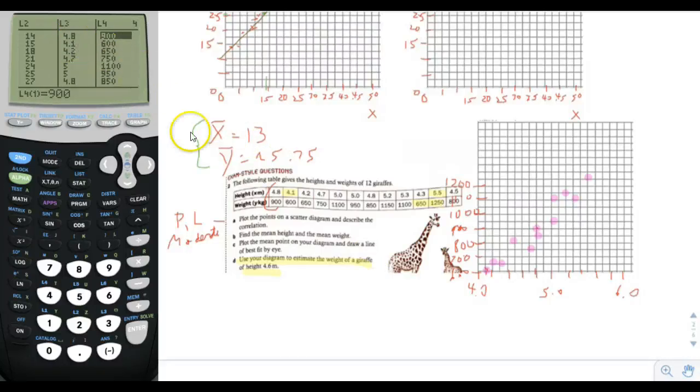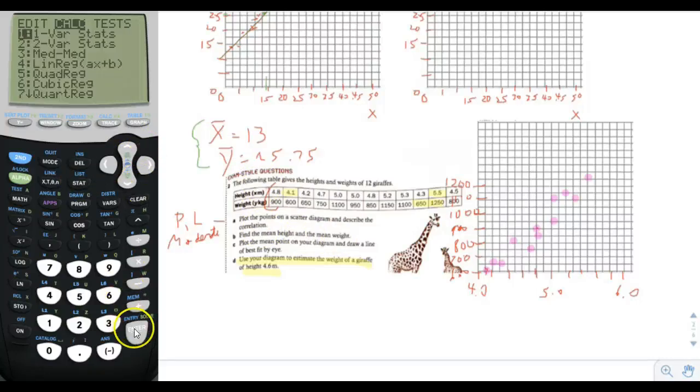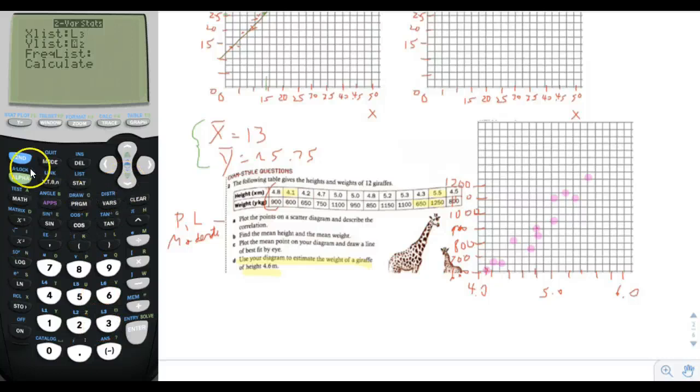Okay, so I finally finished putting all this data into L3 and L4. Let's go to the bottom line just so you can see that it's all done. The last point is 4.5, 800. So now we're going to find the mean height and mean weight, so the mean x and the mean y. Remember, the way to do that was we do stat calc, and we do 2 var stats instead of what we've always used, 1 var stat. And for the x list, this time we used L3, not L1. And this time we used L4, not L2. So we put those in, and then we do calculate. And then it's going to give us the x bar and the y bar we need.